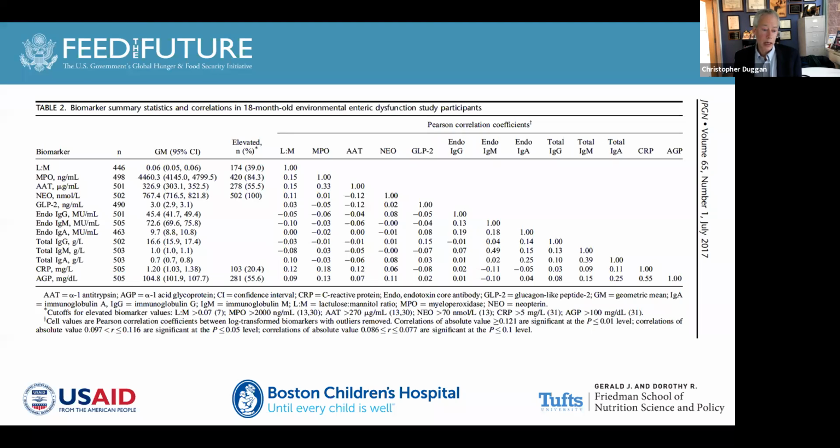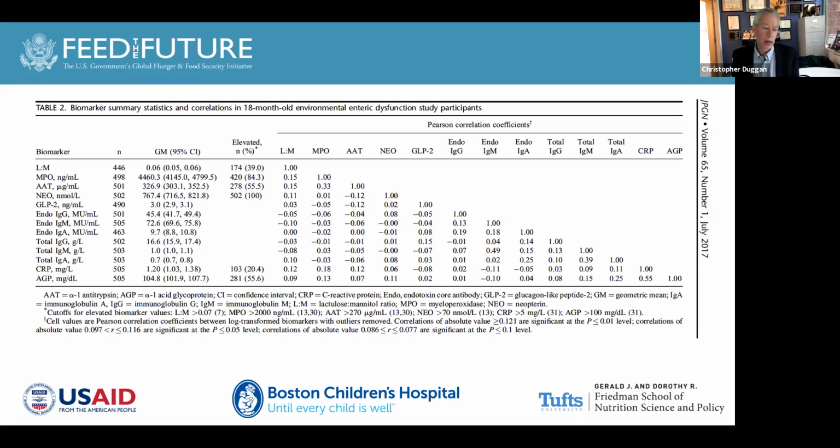What you can see here is a relatively poor correlation. This is the Pearson correlation coefficient among a variety of different candidate biomarkers. The top row is the lactulose mannitol ratio, which has been proposed to be, if you will, the gold standard of measuring environmental enteric dysfunction. And that was reviewed nicely by Dr. Lauer in a previous seminar.